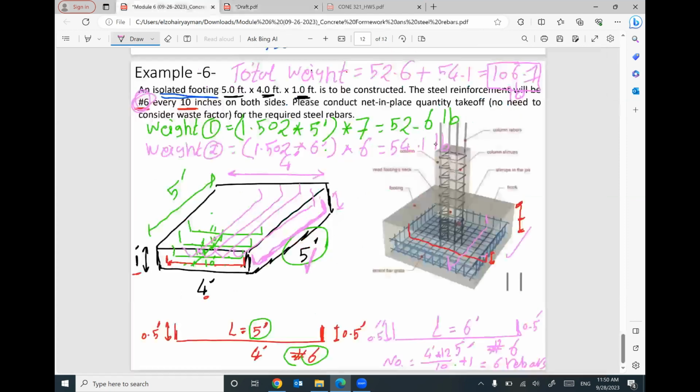That makes sense. And I'm giving you this sketch just for your information. But in the exam or homework, I will not give you this sketch. I will just give you this information to read. Does that make sense? This is how to figure out the weight of steel rebars to construct your concrete footing.